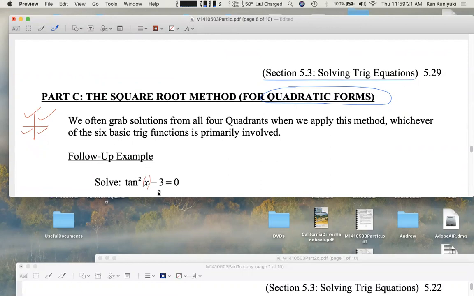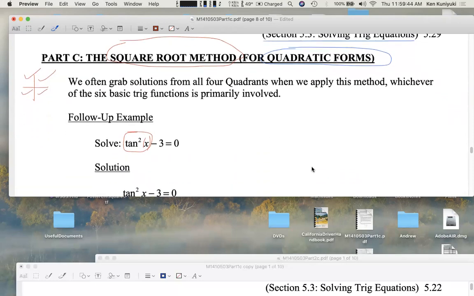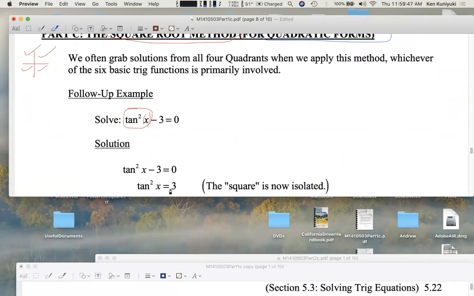Now, if we had a tangent of x term in here, we might like having the 0 isolated, but since we have tangent squared of x here with no tangent of x term, we may as well isolate the tangent squared of x term and use the square root method. So we're not setting ourselves up for factoring. So we do that by adding 3 to both sides. We get tangent squared of x equals 3. We're isolating this squared expression. And then we apply the square root method.